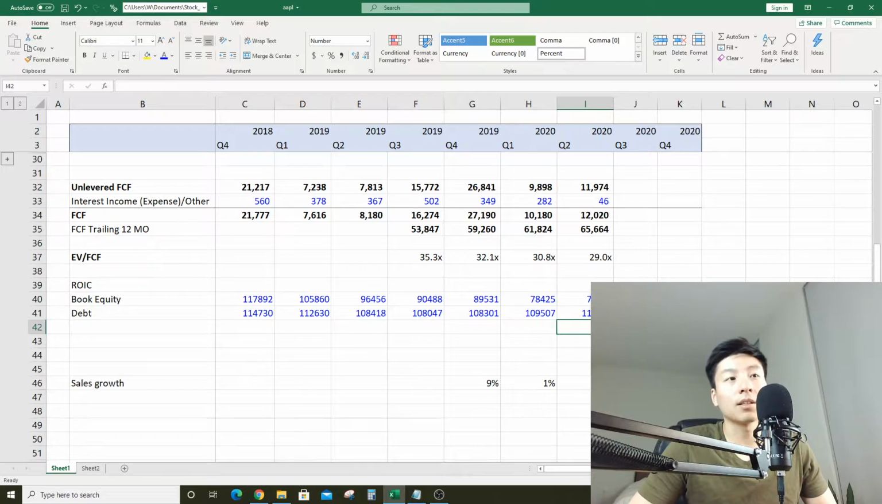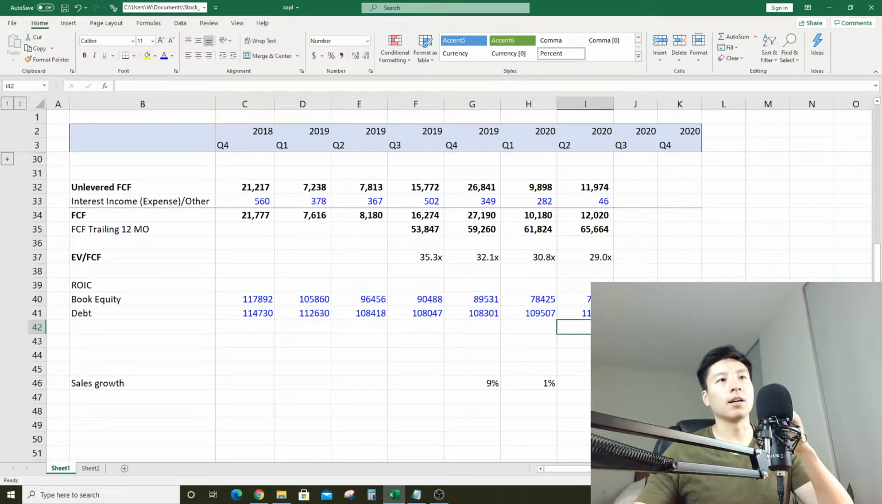One thing to know is ROIC by itself is not a valuation metric. Unlike enterprise value to free cash flow, which tells you how cheaply a company is trading at, just because a company has a very good ROIC doesn't necessarily make it a good investment, because investors may already know that, and they've already priced that in, and the stock could be very expensive.